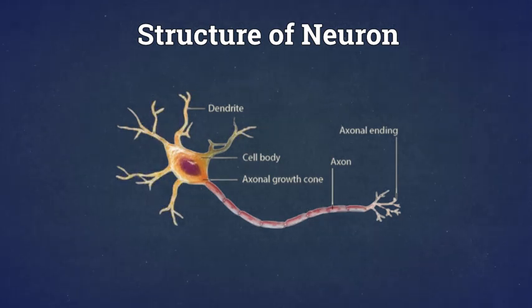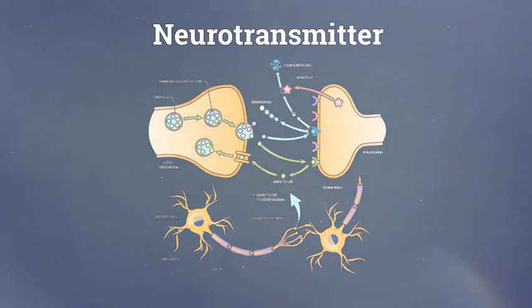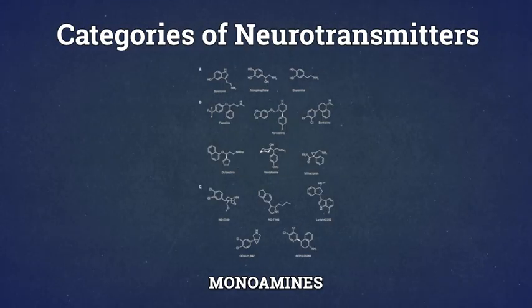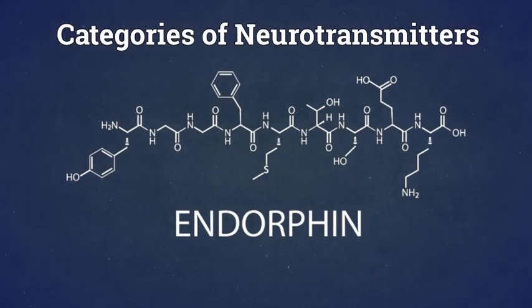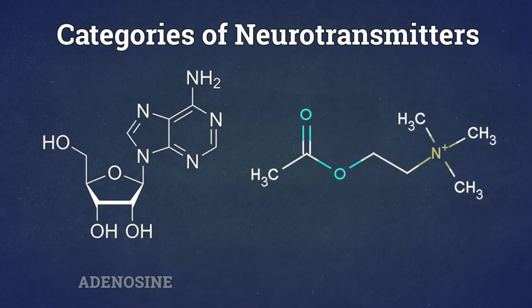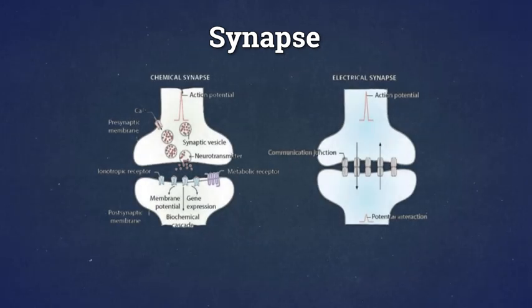But nerve impulses are not transmitted only by neurons. Neurotransmitters, which are the brain's chemical messengers, also play a significant role. There are 4 categories of classic neurotransmitters. 1. Monoamines derived from an amino acid such as serotonin, which is produced from tryptophan. 2. Endorphins. 3. Amino acids. 4. Other chemical substances such as adenosine or acetylcholine. Finally, when there is an area where information passes between two cells, it is called a synapse, either an electrical synapse as seen with neurons or a chemical synapse as seen with neurotransmitters.